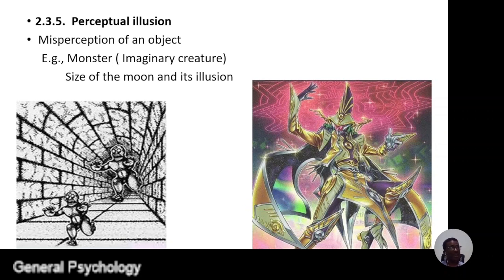So such kind of illusion, such kind of misinterpretation, is perceptual illusion. Similarly, the size of the moon and the actual size are different. We are looking at the moon, it seems very small, but the actual size is very big. So the discrepancy between the actual object and our understanding is called perceptual illusion.